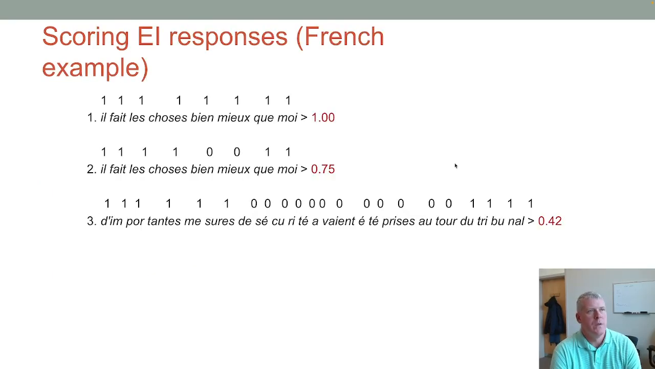And these are scored, so the EI, or elicited imitation responses, are scored by syllables. So here's a French sentence where the person got every last syllable correct, and so got a score of 1. In this number 2 sentence, the speaker missed a couple syllables, so ended up with a score of 0.75. And this very long one that was hard to remember, they forgot a whole big chunk of the sentence or syllables. It ended up with a 0.42 score.